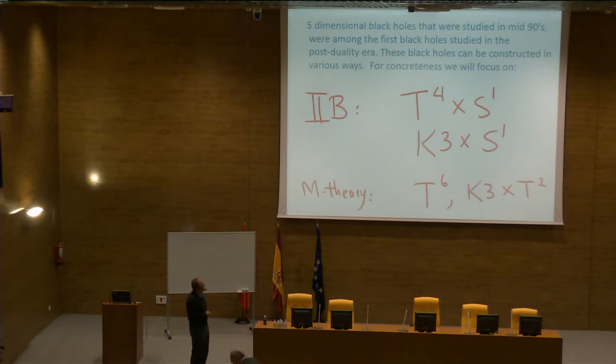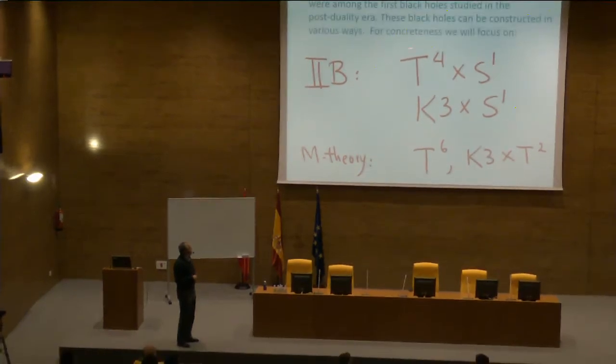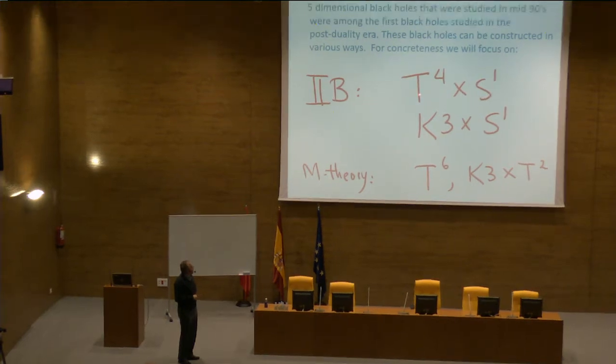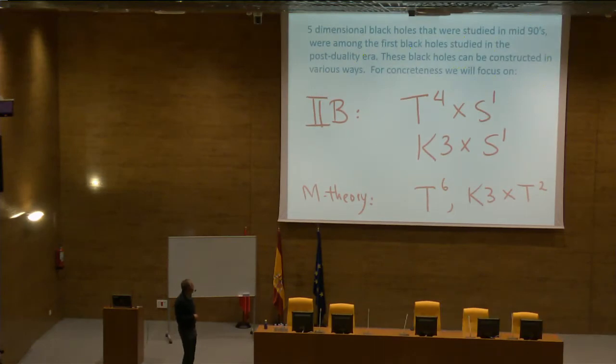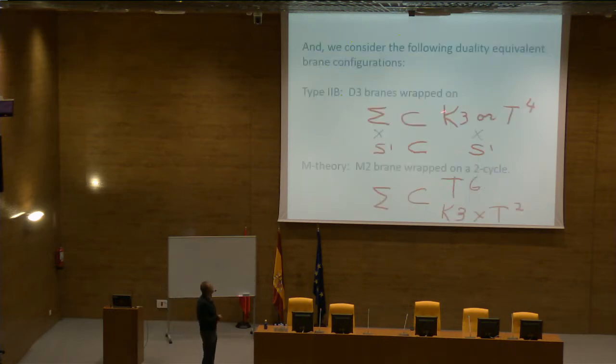5-dimensional black holes were studied in the mid-90s, and they were among the first black holes studied in the post-duality era in string theory. These black holes were constructed in various ways. For concreteness, let me focus on two specific ones. In the type 2b description, one took the geometry to be T4 times a circle, or K3 times a circle. And in the M-theory dual description, the first one is equivalent to T6, and the second one gets related to K3 cross T2. So those were the two specific geometries one studied.